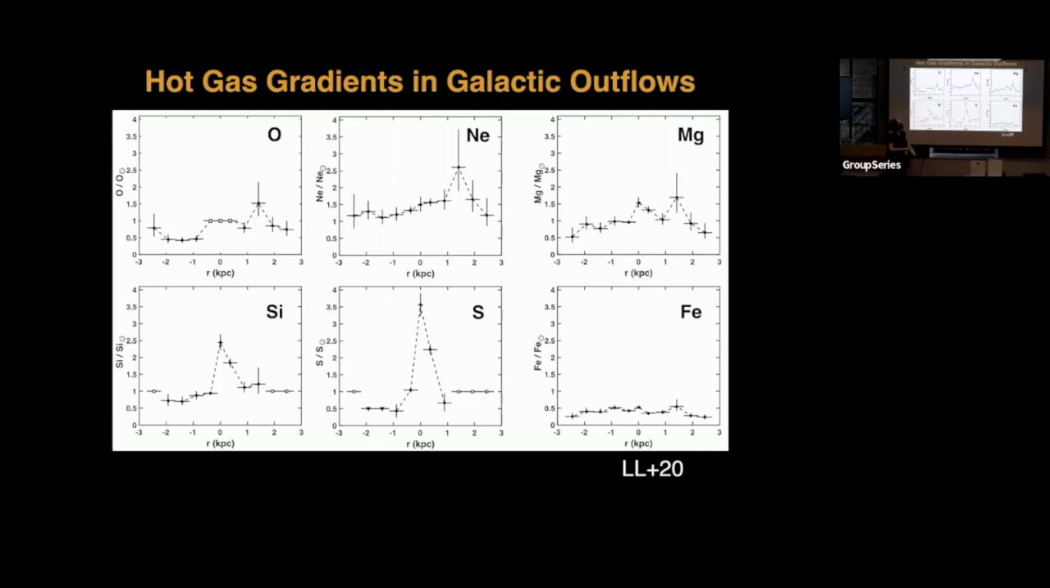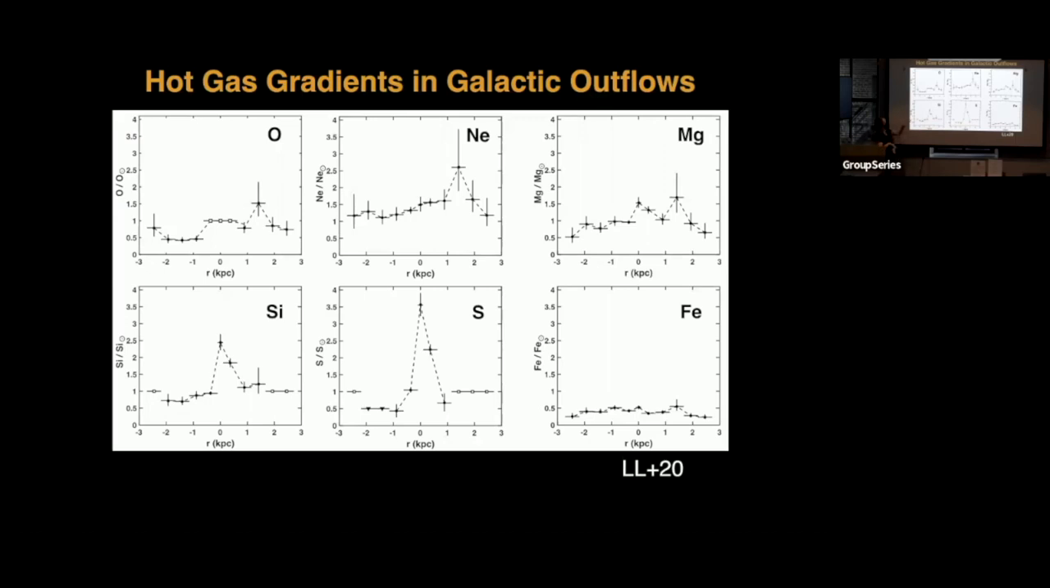And in general, you see that a lot of the metals, specifically the intermediate mass elements, oxygen, neon, magnesium, are all pretty flat profiles. And then you actually have kind of peaked profiles for the silicon and the sulfur. This is because the silicon and sulfur are mostly coming from the hottest component, which are going to be enriched by the supernova ejecta, whereas these other elements are mostly being traced by the warm, hot phase, and that's why you're getting a flatter profile for those.